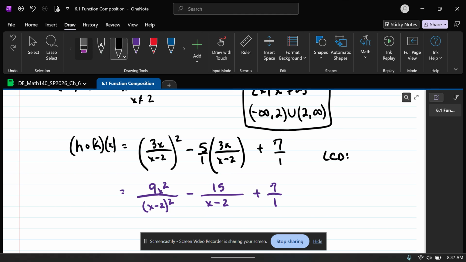So I'm going to multiply the bottom by x minus 2 and the top by x minus 2. Now, the third fraction just has a 1. It doesn't have either of those, so it's going to need x minus 2 and x minus 2.